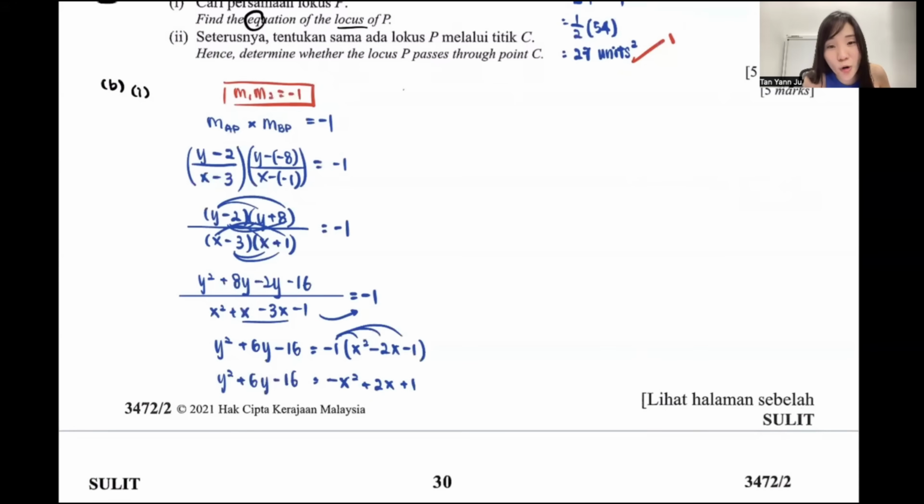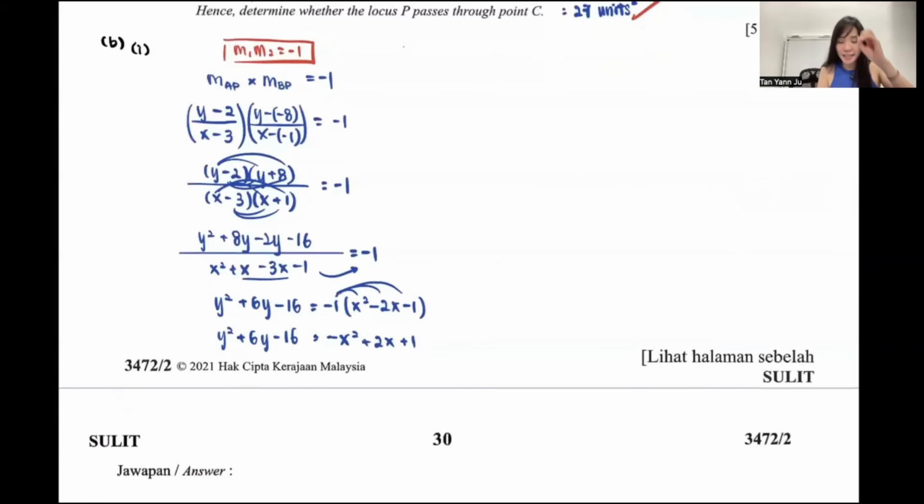And remember, all the equations are equivalent to 0. So everything move it to one side. So y squared plus 6y, -x squared, move it over, positive x squared. Plus 2x, move here, minus 2x. The rest is numbers. -16 minus 1, -17.